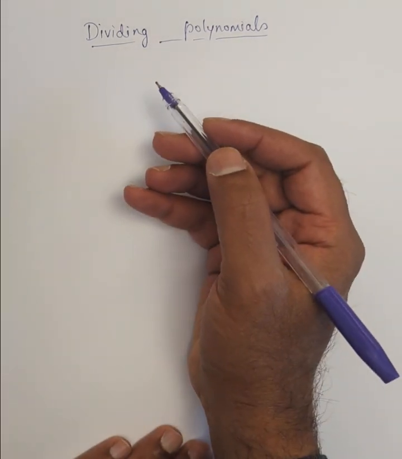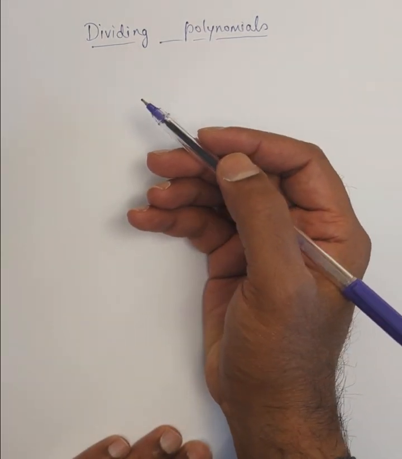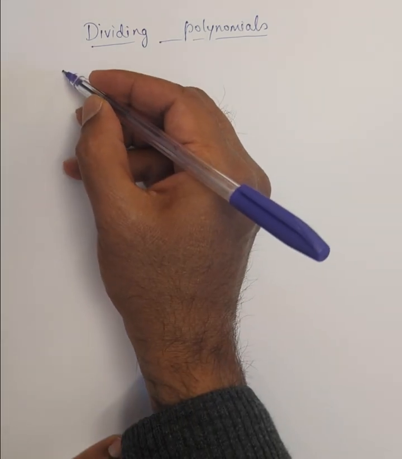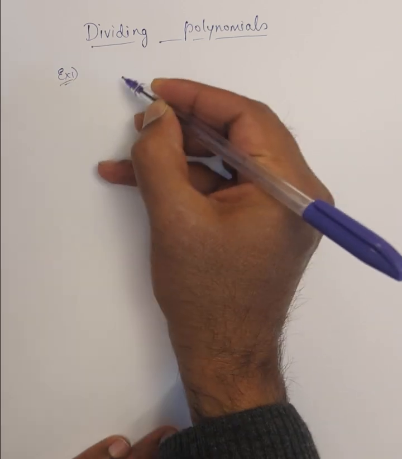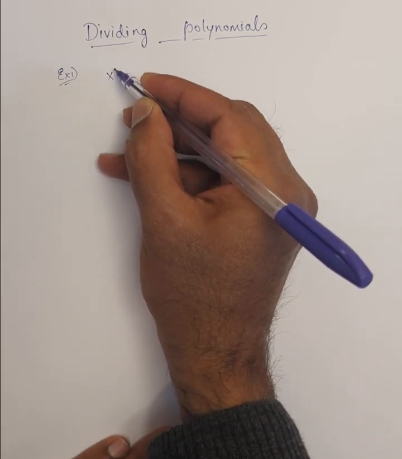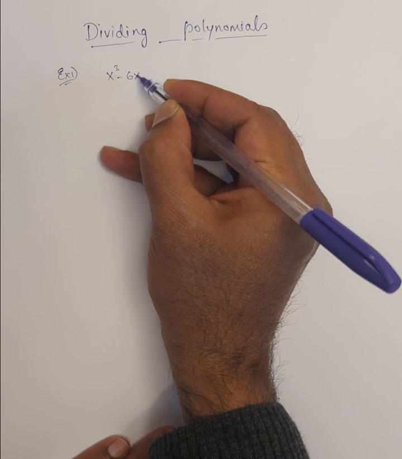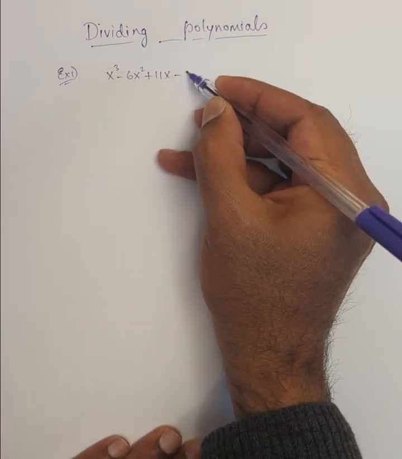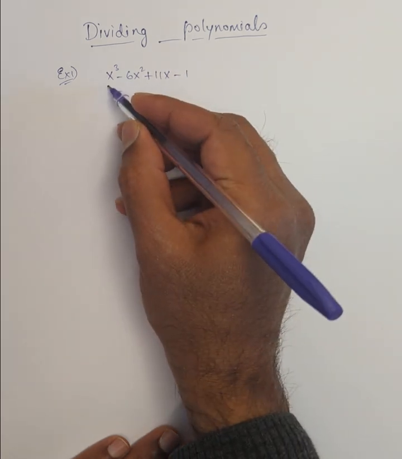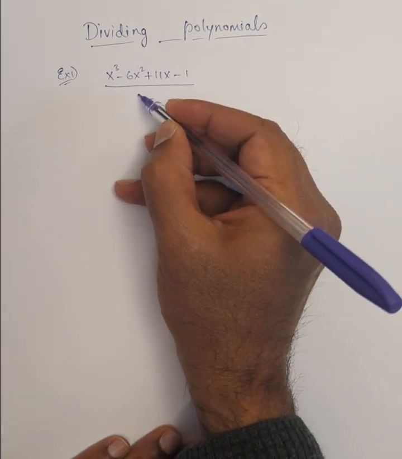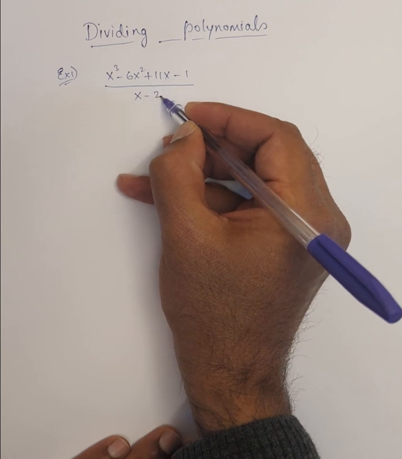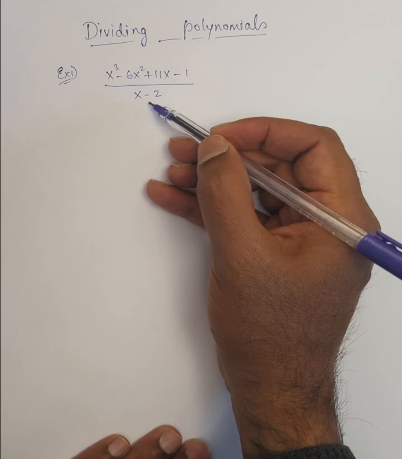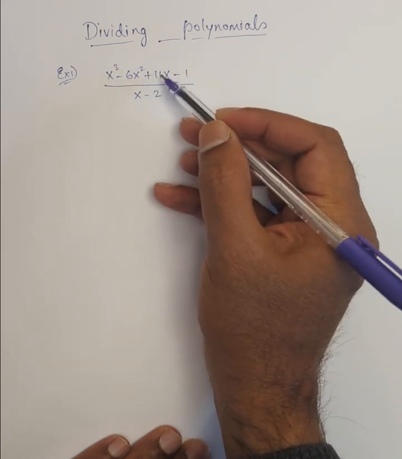Dividing polynomials is similar to dividing numbers, the long division of numbers. So let's start with an example. I have to divide x cubed minus 6x squared plus 11x minus 1 by x minus 2. In long division of numbers, you would call this the divisor, and that the dividend.